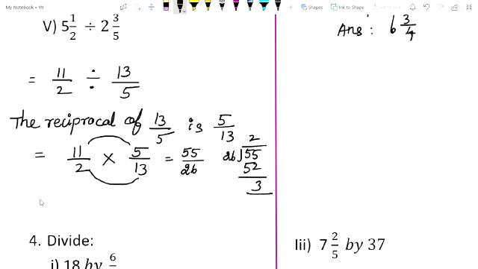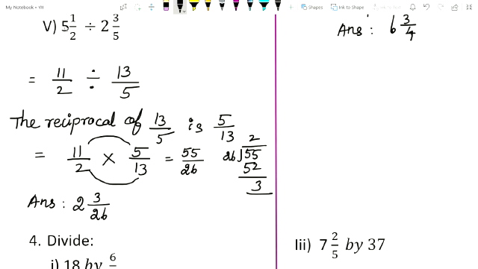So what is the answer, children? The quotient is 2, remainder is 3, divisor is 26. So 2 into 3 by 26. Do you understand, children? I repeat this. Here the question is in the form of mixed fractions. So first you convert into improper fractions.